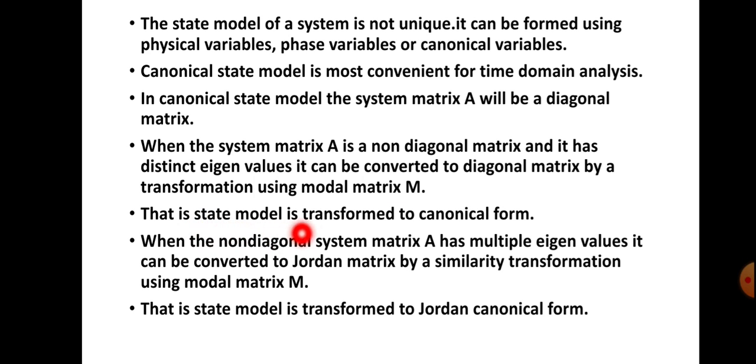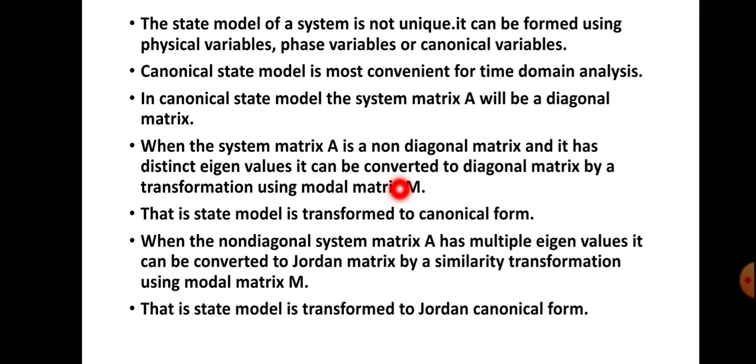So the state model is transformed into canonical form by using the model matrix M. When the non-diagonal system matrix A has multiple eigenvalues, it can be converted to a Jordan matrix by a similarity transformation using the model matrix M. See, here we are discussing two cases.